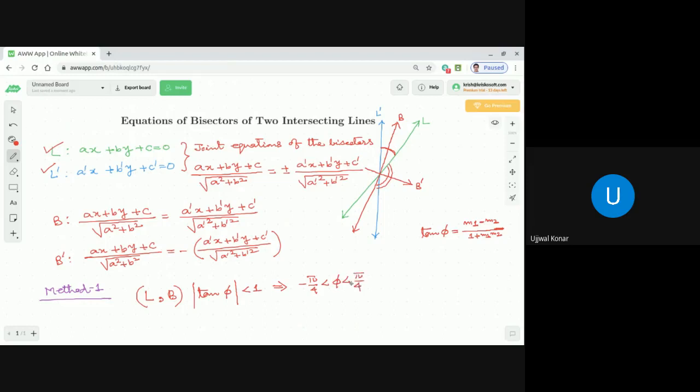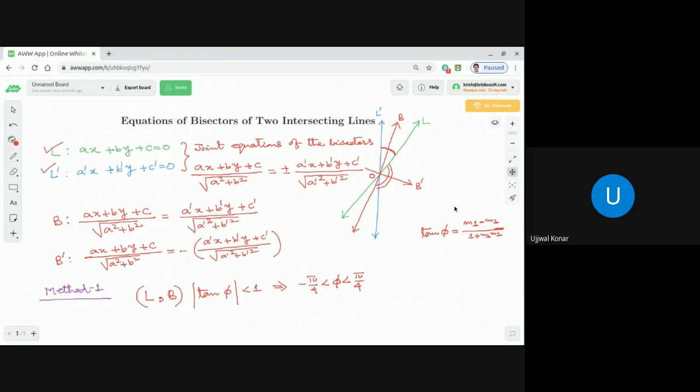Now, if this is the case, then we can conclude that the straight line B is an acute angle bisector between L and L dash. Why? Suppose the point of intersection is O. If LOL dash is an acute angle, then its angle could be maximum 90 degrees, pi by 2. Then the bisector, that is LOB or BOL dash, in this case LOB, has to be less than pi by 4. So the absolute value of tan phi has to be less than 1.